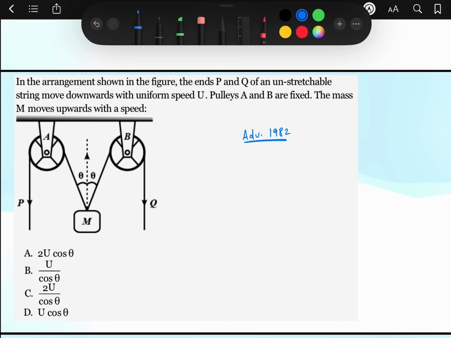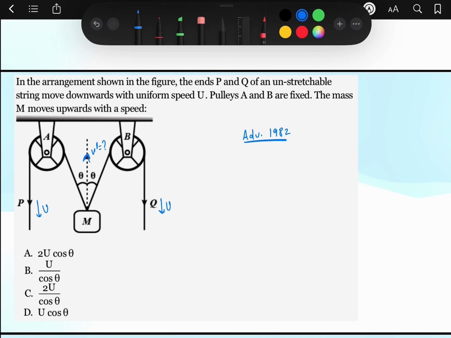move downward with a uniform speed u. So these two ends are moving downward with a uniform speed u. Pulleys A and B are fixed. The mass M moves upward with a speed. So we have to tell with what speed this mass M is moving in the upward direction.